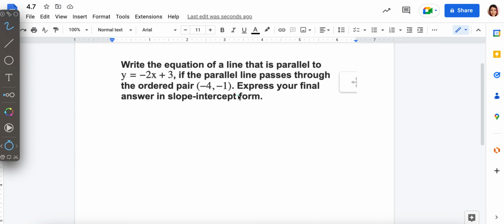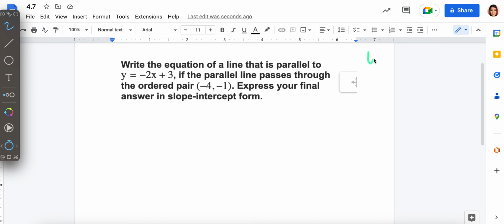So if you don't know how to write equations in slope-intercept form, you need to make sure you watch my video on that. Watch my slope-intercept form video explaining what slope-intercept is and how to write equations and graph it and everything. But you should already know that previous knowledge. So I'll do a little quick review, but not like crazy review.